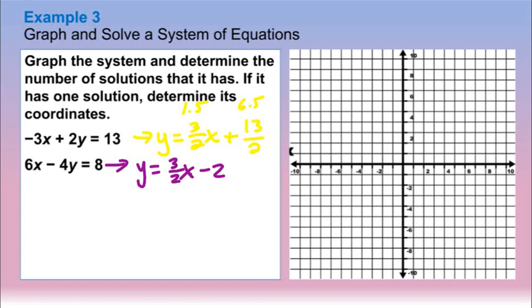6.5 on the y-axis, so 6.5 would be roughly here. And then I go down 3. Actually, yeah, I'll go down 3. So 1, 2, 3 to the left 2. So 1, 2. So I'd have a point here. Down 3 more. 1, 2, 3. To the left 2. 1, 2. Then draw my line.